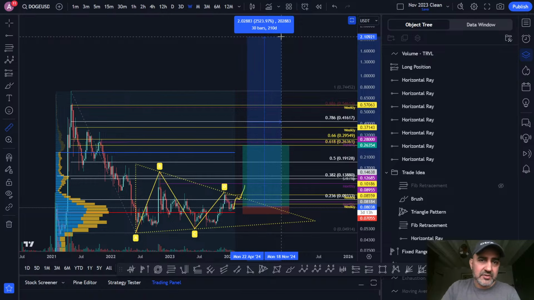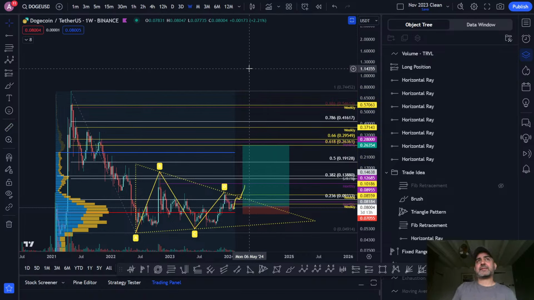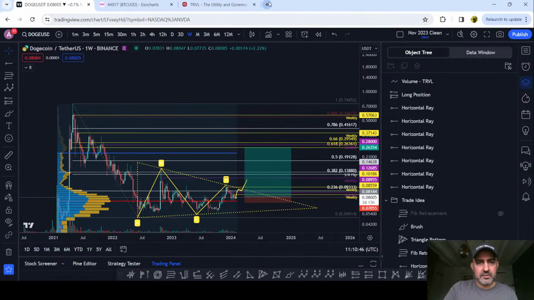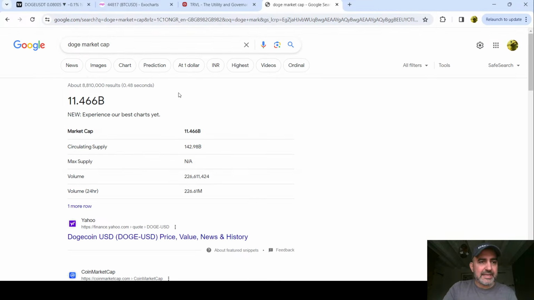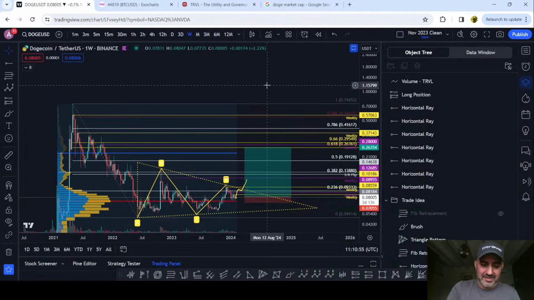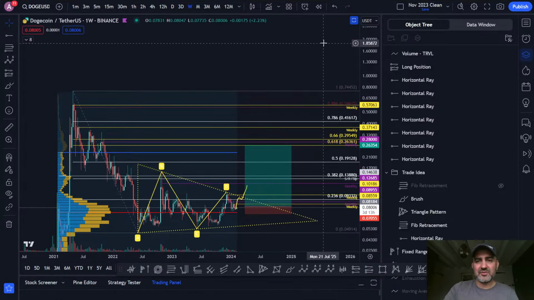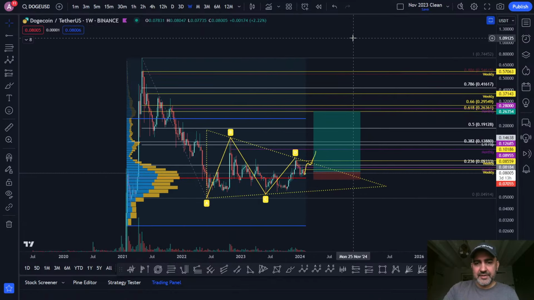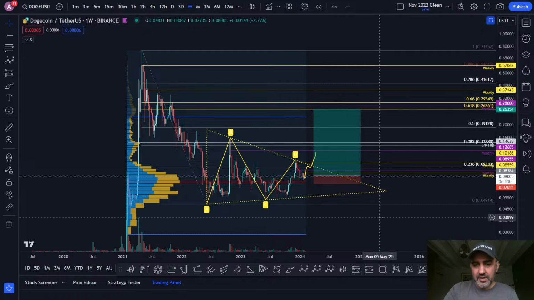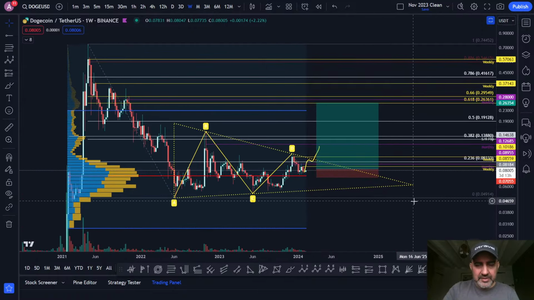To $2, that's a 25x. I don't know what the market cap of Doge is right now. Let me quickly have a look. Doge market cap 11 billion. So even like 20x 11 billion, is this really going to be a $200 billion asset at $2? I don't see it. I just don't see it at all. There's so many other tokens that are going to pump. I just don't see Doge doing it.